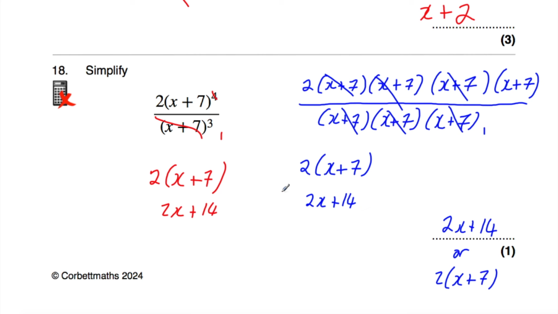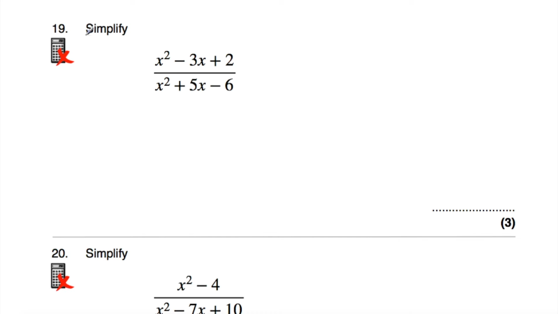And that's it. Okay, let's have a look at question number 19. So question number 19 says, simplify x squared minus 3x plus 2 over x squared plus 5x minus 6.